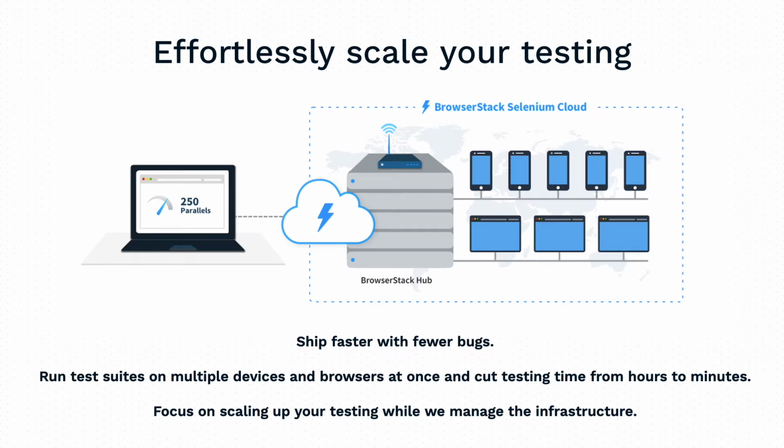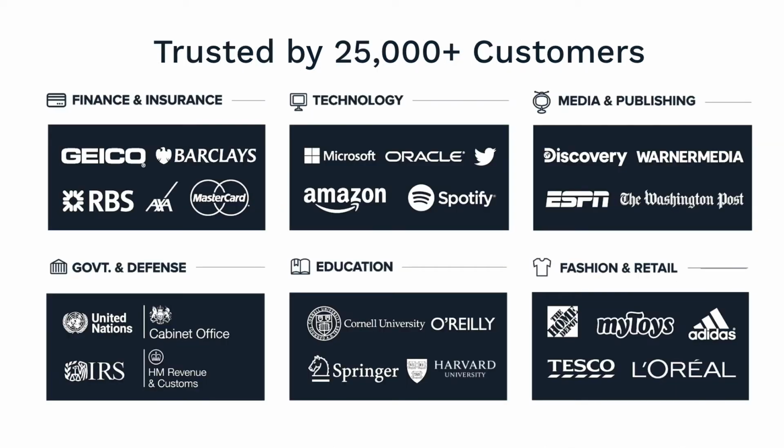With Automate, you can accelerate your testing from hours to minutes by running thousands of tests in parallel. You can focus on scaling up testing and shipping code faster while we manage the pains of maintaining the test infrastructure. Automate has helped over 25,000 teams implement continuous testing at scale and get faster feedback.